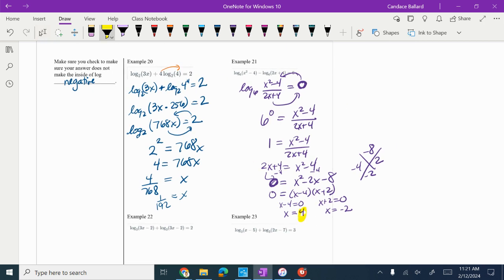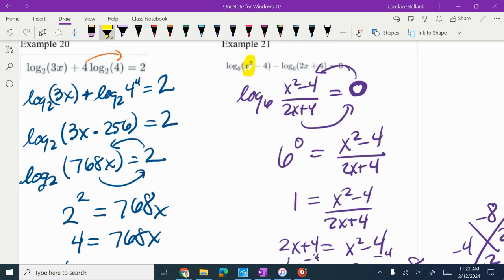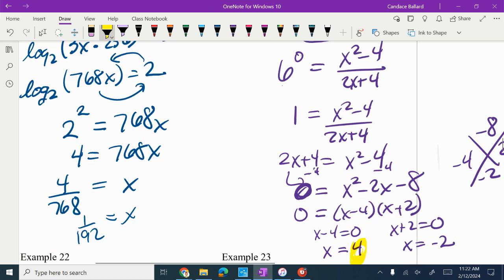So I'm looking at this 4. If I put a 4 into x squared, is it going to make this term negative? So it'd be 16 minus 4. Is that okay? Yes, that's okay. All right. If I put the 4 into here, that would give me 8 plus 4. Is that okay? Yes. Okay.